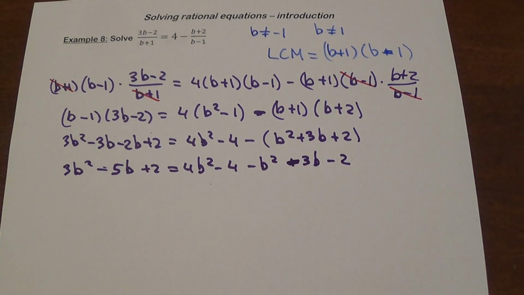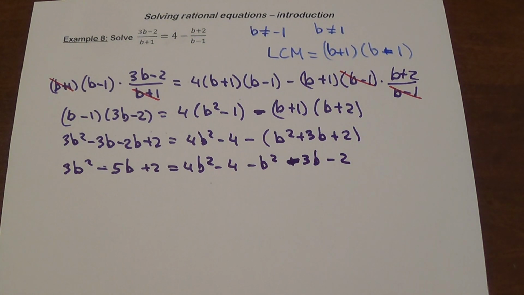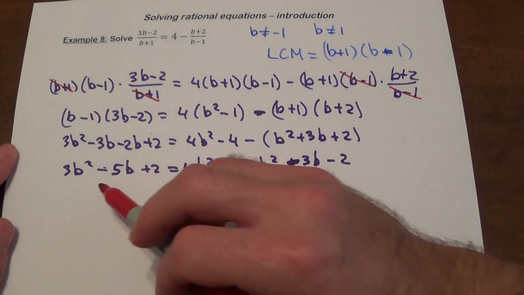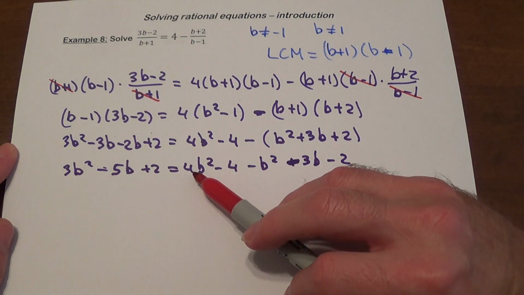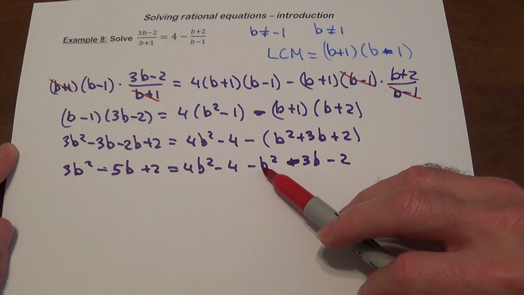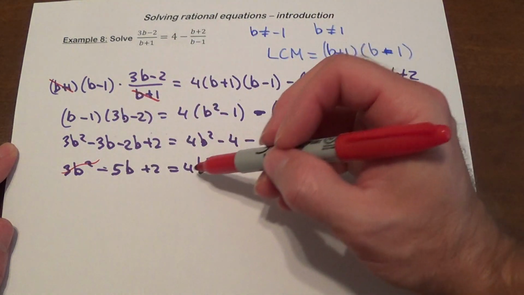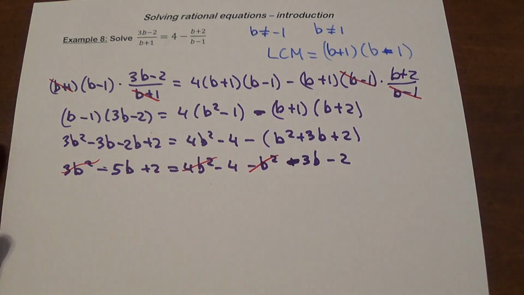Okay, so let's see what's going to happen here. That looks like a quadratic equation. Is it? I don't know. Now on this side you have 3b squared, on this side you have 4b squared minus b squared, which is also 3b squared. This is going to cancel. So it's actually not a quadratic equation because all the quadratic terms cancel.